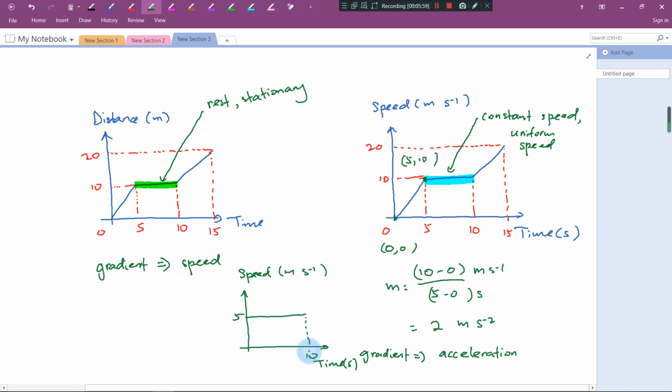Now after 10 seconds, what is the total distance travelled by that particle? You will take 10 times 5, which is equal to 50. 1 second, 5 meters. 10 seconds, 10 times 5 will give you 50 meters. So when you take 10 times 5, you are actually finding the area under this graph. So remember, if you have a graph speed against time, the area under the graph represents the total distance travelled.